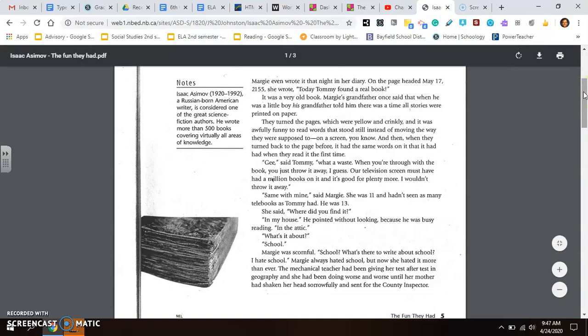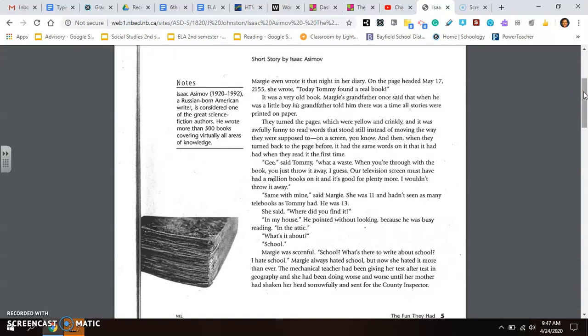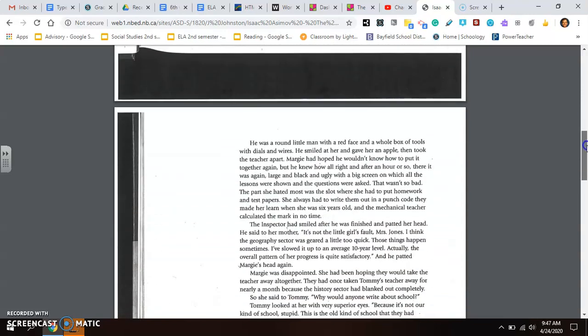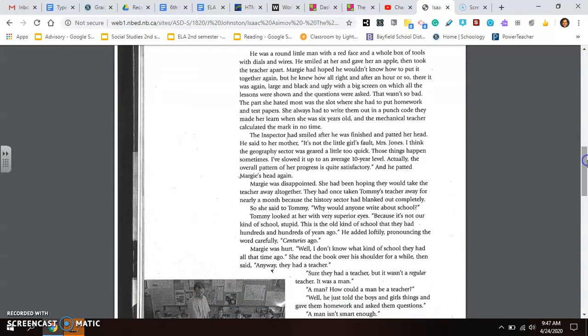The mechanical teacher had been giving her test after test in geography, and she had been doing worse and worse until her mother had shaken her head sorrowfully and sent for the county inspector. He was a round little man with a red face and a whole box of tools with dials and wires. He smiled at her and gave her an apple. Then took the teacher apart.